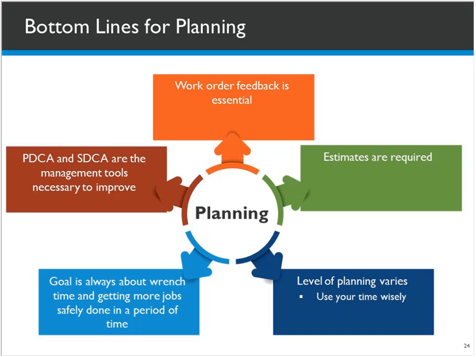The third thing is to always remember that the goal is always about wrench time and getting more jobs safely done in a period of time. And to talk about that, every time you have a planning and scheduling meeting, ask how we are doing with wrench time, what's getting in our way, and what our plans are to make improvements. Because you want to use the next two things on this wheel here, PDCA, to drive improvements with your action plans for planning and scheduling.